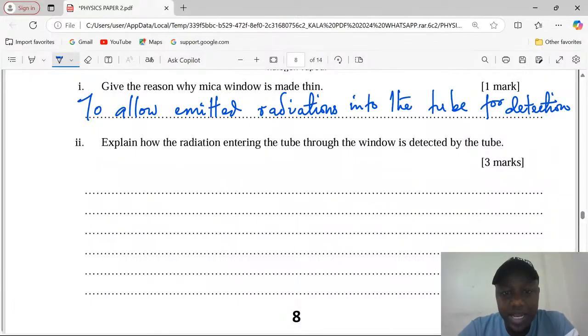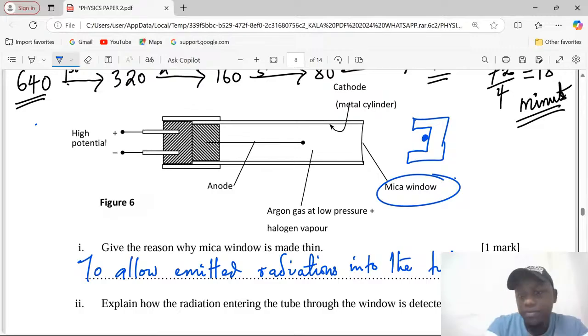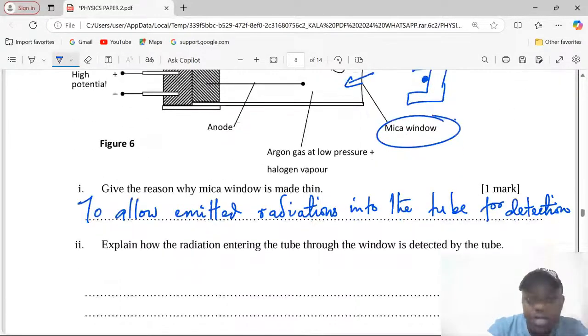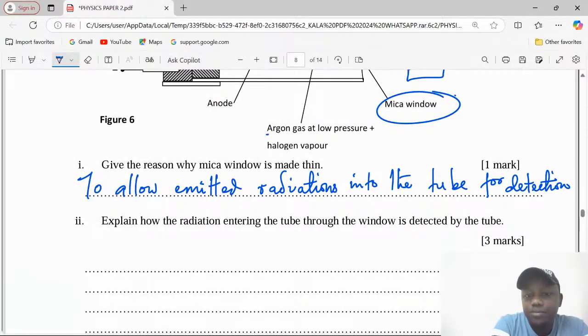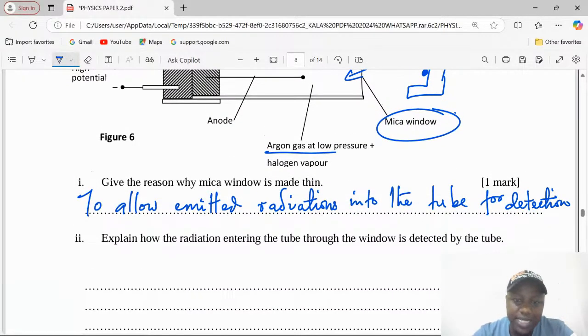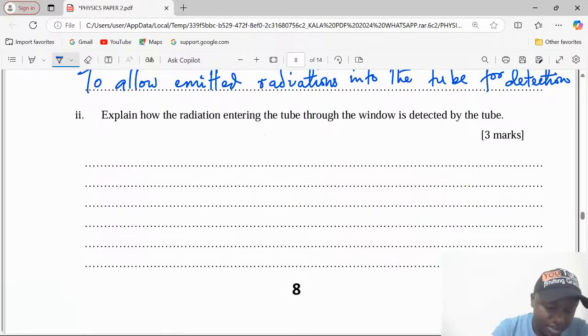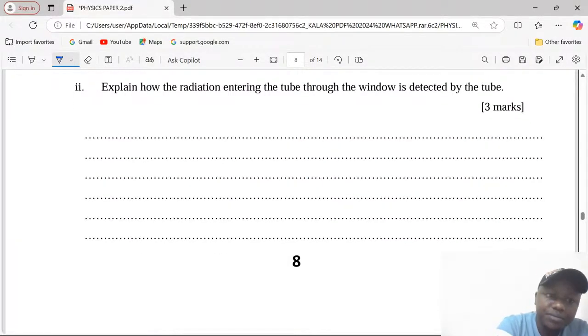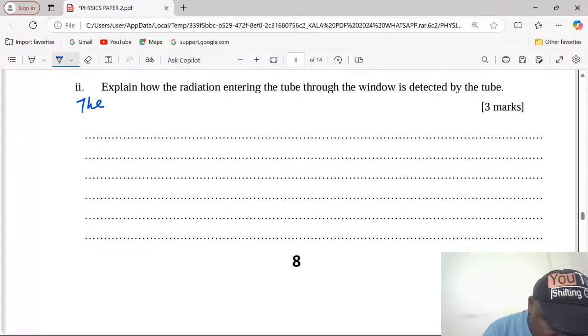Explain how the radiation entering the tube through the window is detected. So once the radiations enter through the window, they have to ionize the argon gas. I hope you are still able to see, and that you can still follow the lesson. Let me check on the networks.